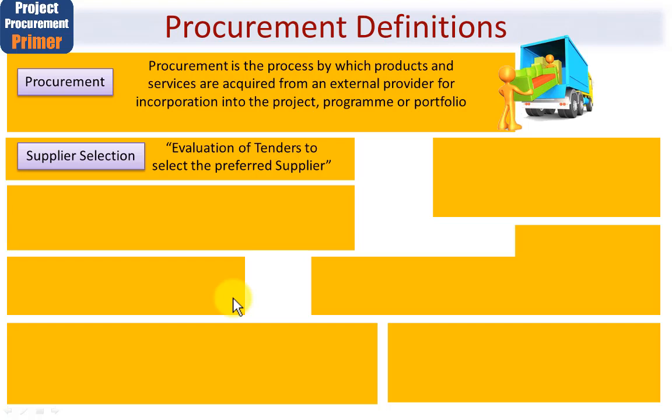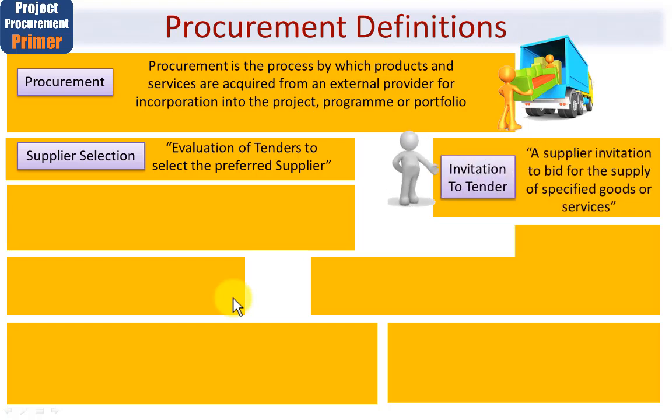Another common term that you'll come across is the invitation to tender, as you saw in the previous slide, and this is a supplier's invitation to bid for the supply of specified goods or services. In other words, this is the buyer, if you will, saying, I'm interested in a certain type of product or service, and I'm inviting you to bid for it. And we'll look at all of the bids, and then we'll make a decision.